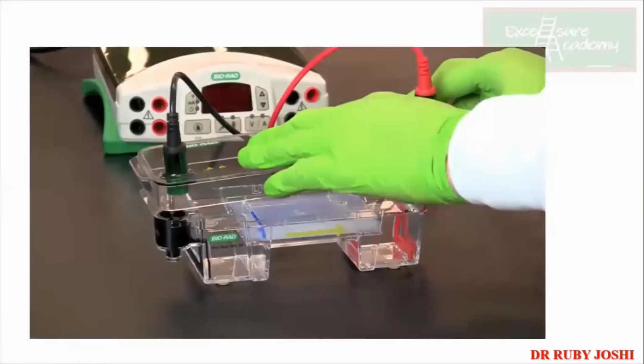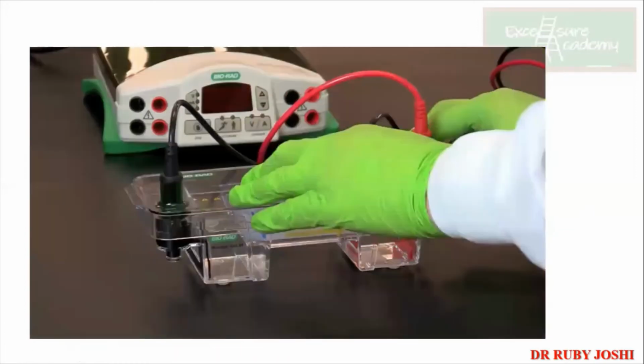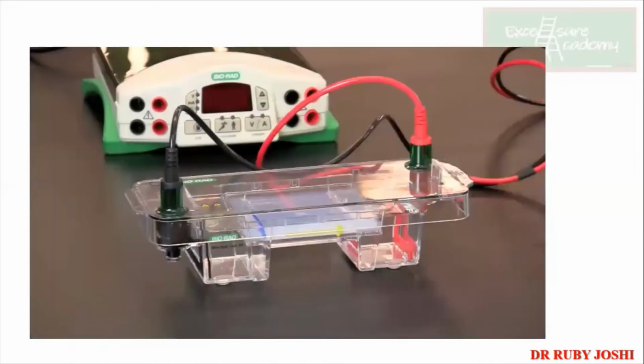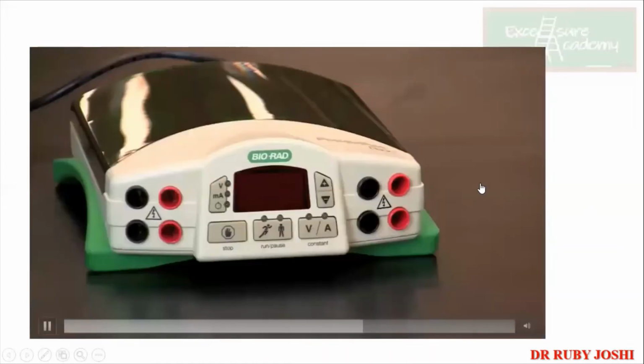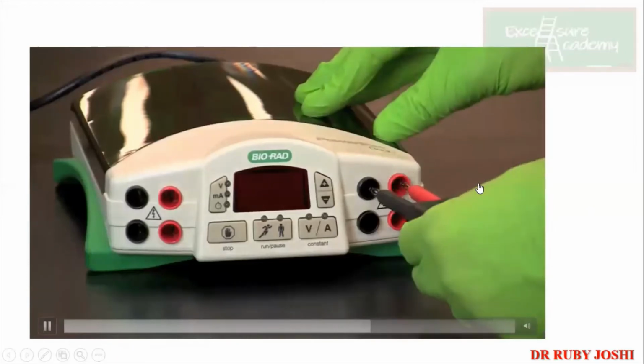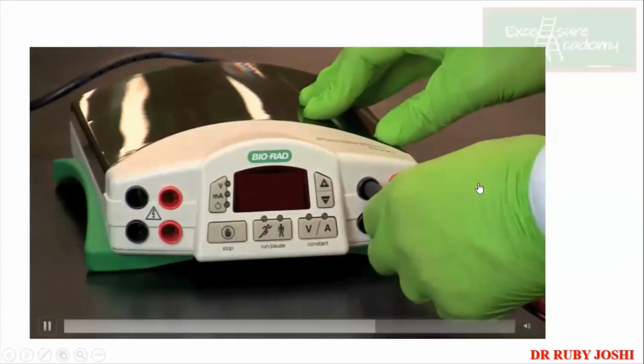Place the lid on the gel chamber with the terminals correctly positioned to the matching electrodes on the gel chamber, black to black and red to red. Cathode, anode. Connect the electrodes to the power supply, again making certain the electrodes match the terminals on the power supply, red to red and black to black.